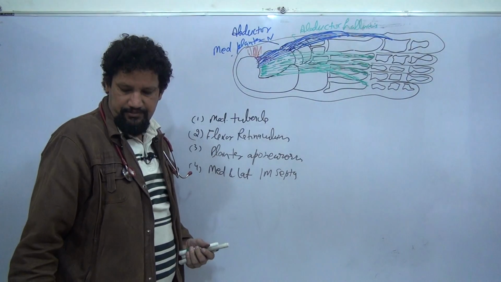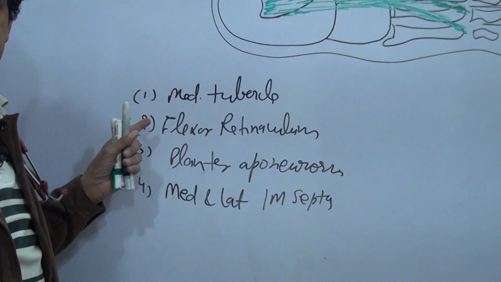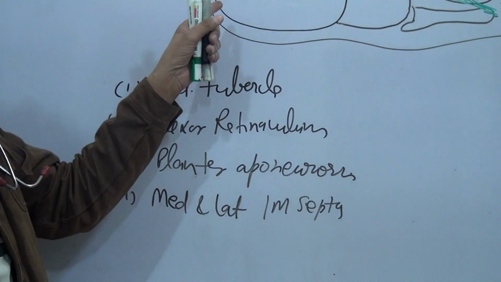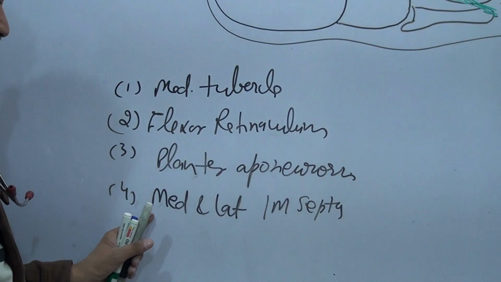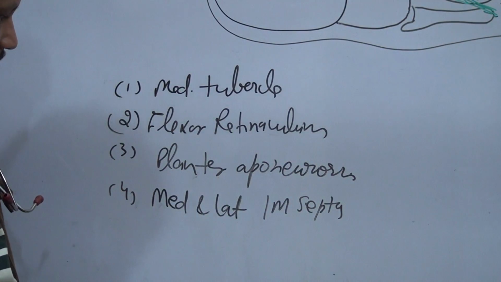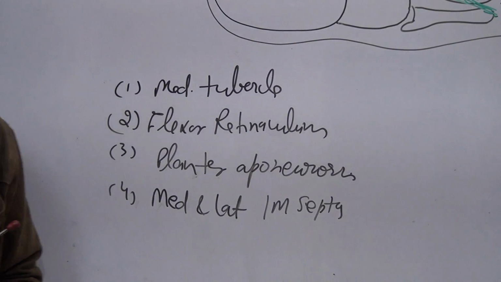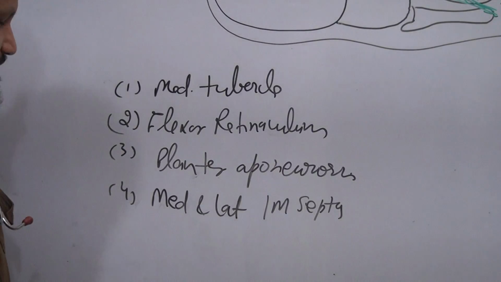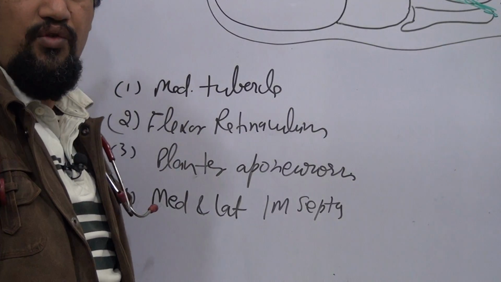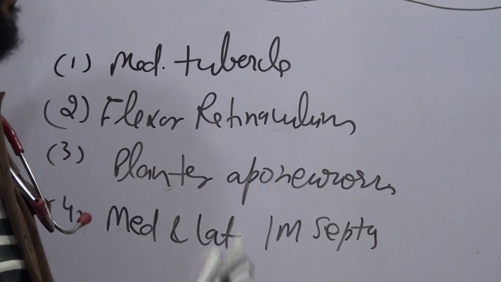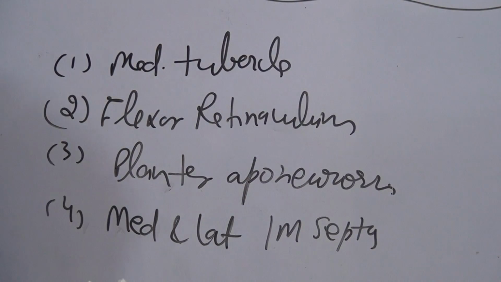So again, this is the origin: the medial tubercle of the calcaneus, the flexor retinaculum, the plantar aponeurosis, and the adjoining part of the medial and lateral intermuscular septa. So this is the origin of the flexor digitorum brevis muscle, and as the name indicates, it is a flexor of digits number 2 to 5. So again, these are the 4 points of origin of the flexor digitorum brevis muscle.